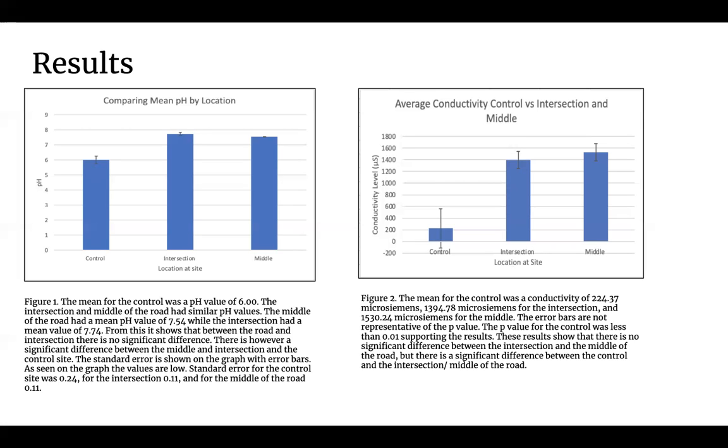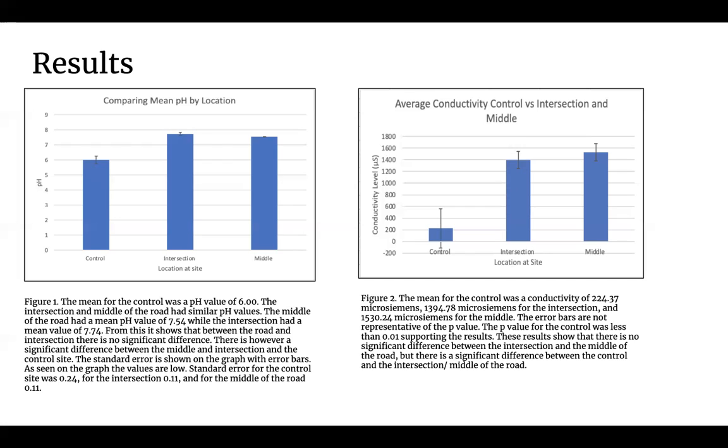So yeah, and then the mean for the control, figure two, the mean for the control was a conductivity of 224.37 microsiemens, 1,394 microsiemens for the intersection and 1,530 microsiemens for the middle. The error bars are not representative of the p-value. The p-value for the control was less than 0.01, supporting the results.